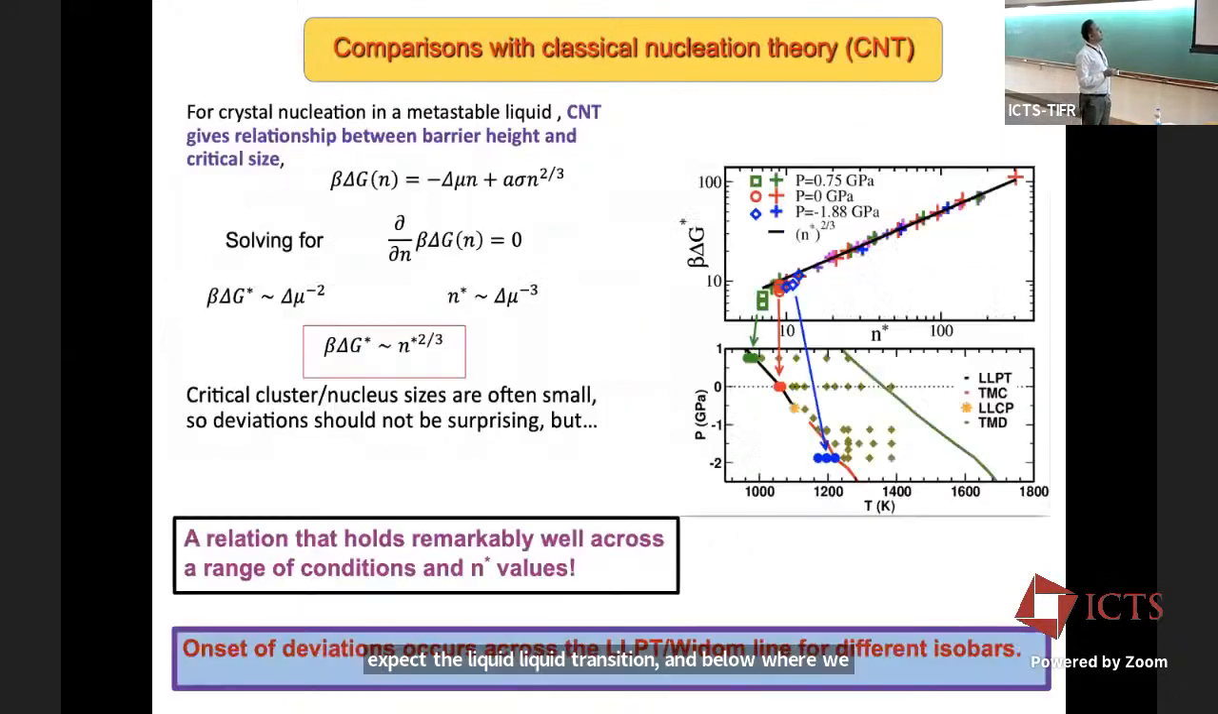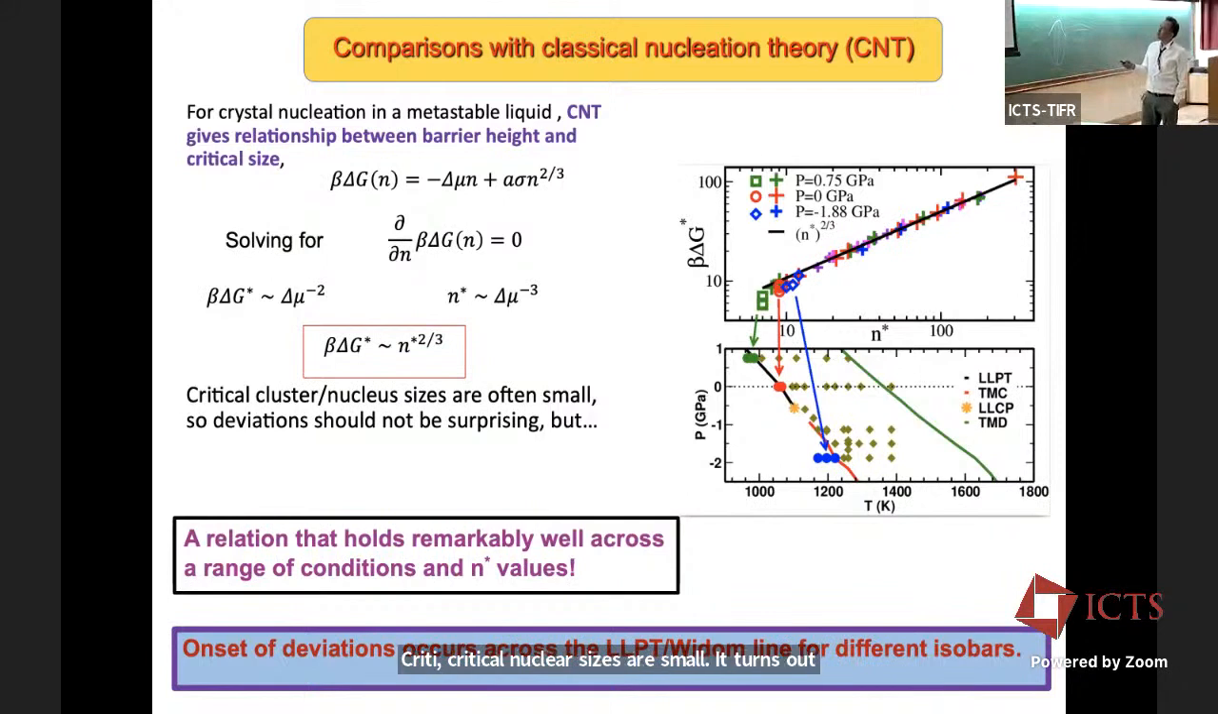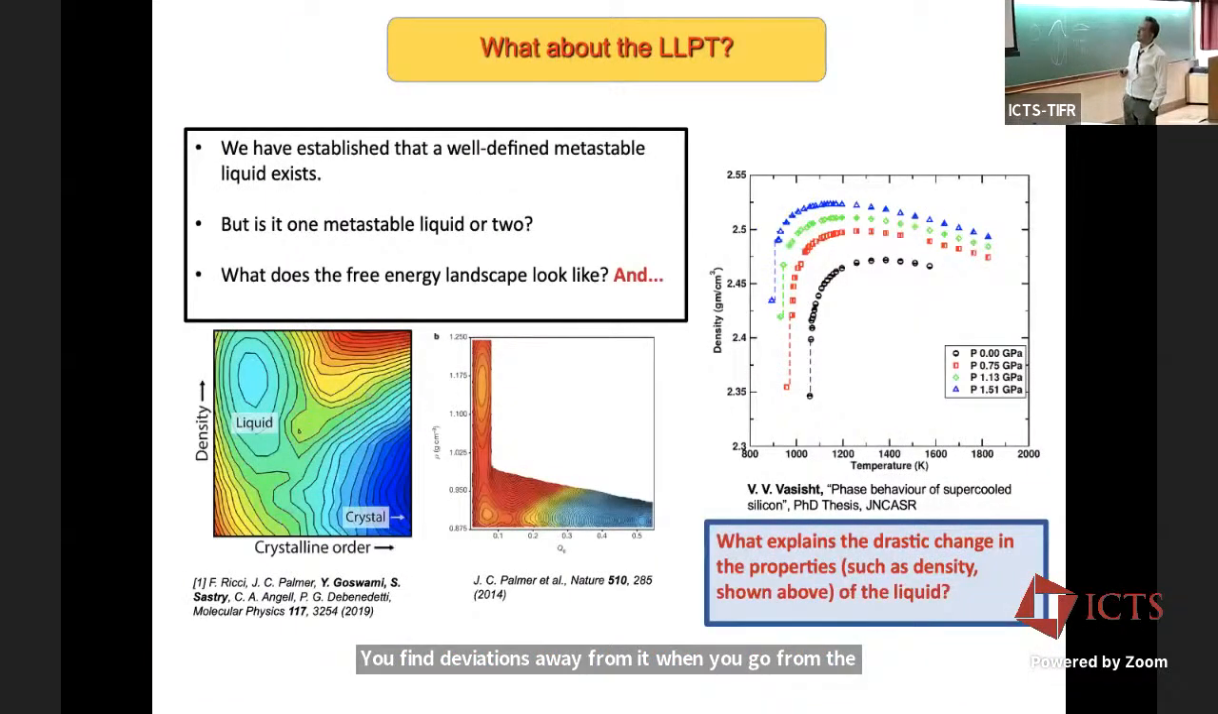Okay. And something that's sort of an interesting aside is even though these critical nucleus sizes are small, it turns out that the relationship between the free energy barrier and the critical nucleus size expected from classical nucleation theory continues to hold to fairly low temperatures. And you find deviations away from it when you go from the high density liquid to the low density liquid side. Okay, but I shouldn't dwell on that.